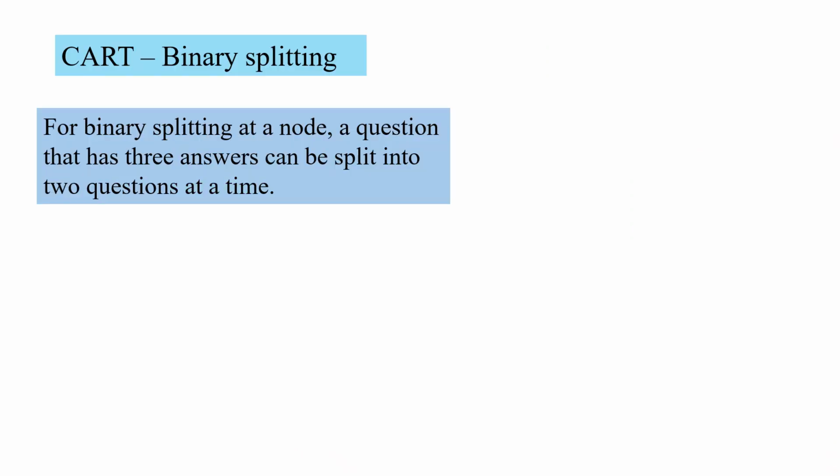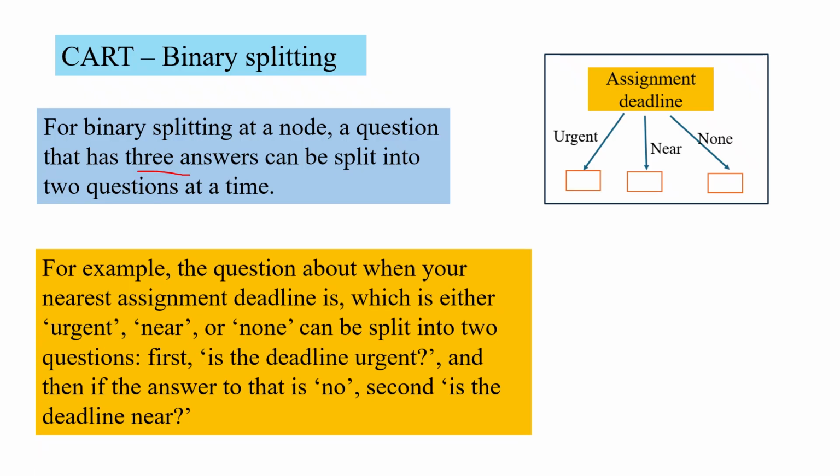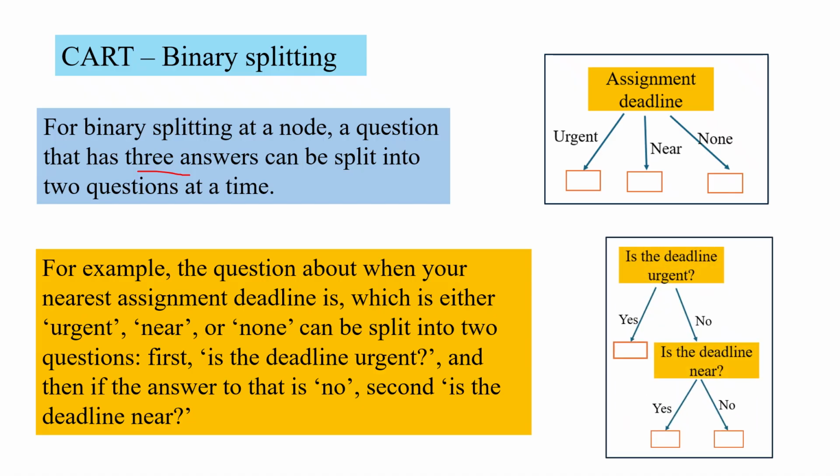So in CART, we want to do binary splitting. A question which may have more than two answers can be split into two questions at a time. So this is an example. Assignment deadline could be urgent, could be near, or could be none. So for this we can split it like this. Is the deadline urgent? Yes or no, and then you get a leaf.